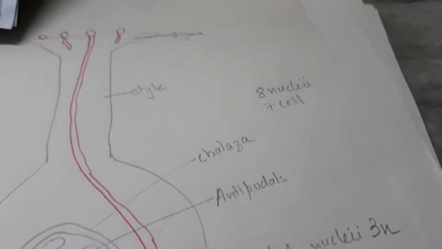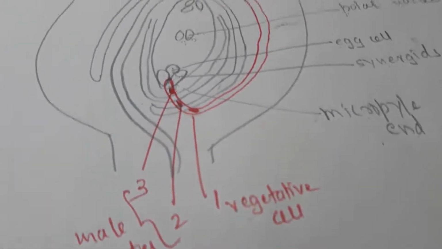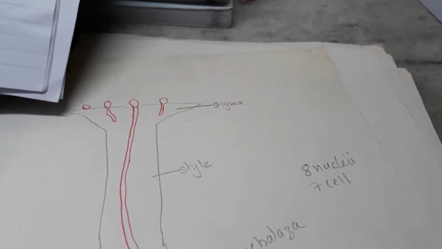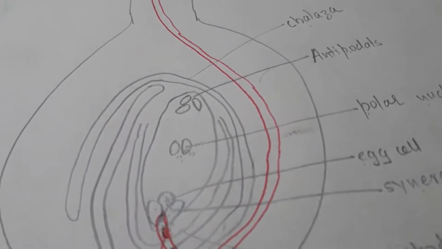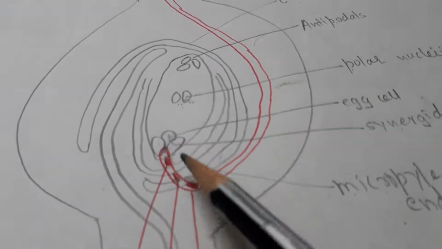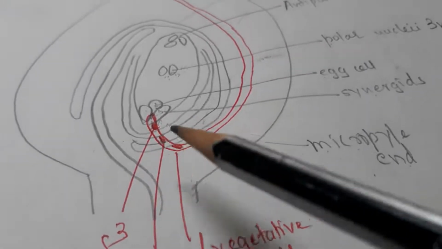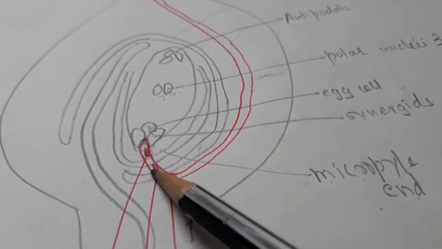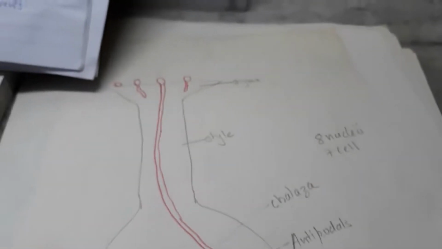If you follow the diagram properly, you can write the answer on your own. Just say how the pollen is germinating, how the pollen tube is moving, then how the pollen tube is coming inside the embryo sac. Two male gametes are formed, the vegetative cell disintegrates, one male gamete fuses with the egg cell, another male gamete fuses with the polar nuclei. So do follow the diagrams.